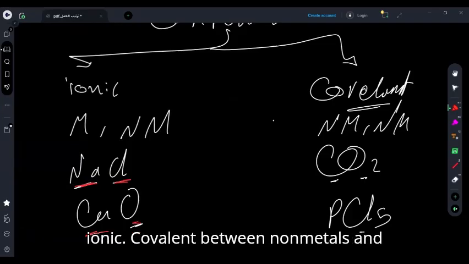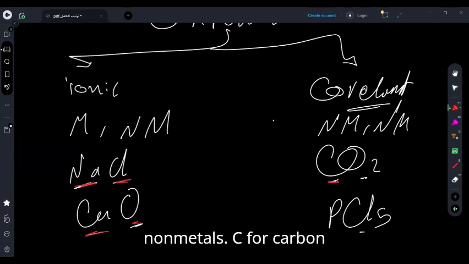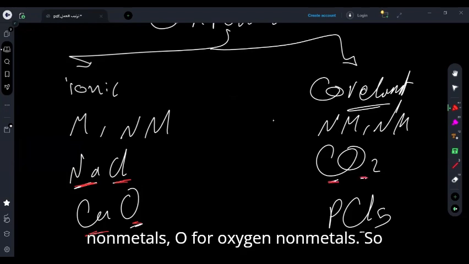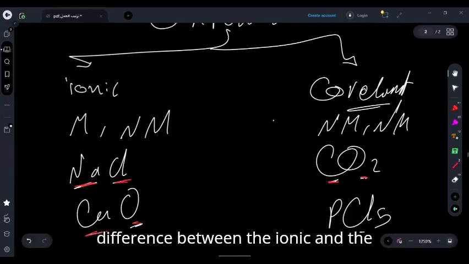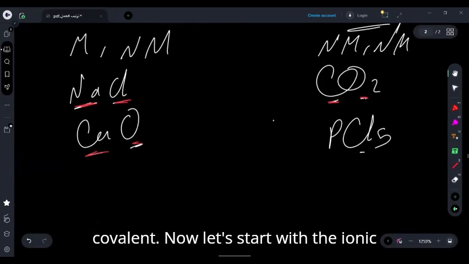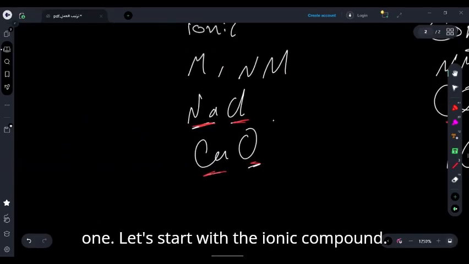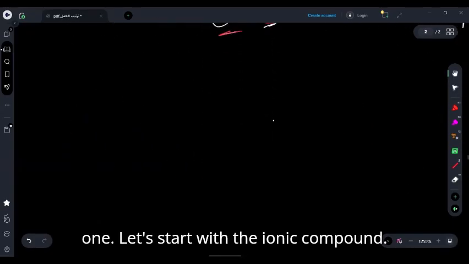Covalent is between non-metals and non-metals. C for carbon, non-metal. O for oxygen, non-metal. So that's a covalent one. Okay, so that's the difference between the ionic and the covalent. Now, let's start with the ionic compound. How can we name them?